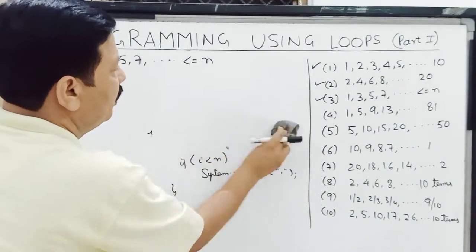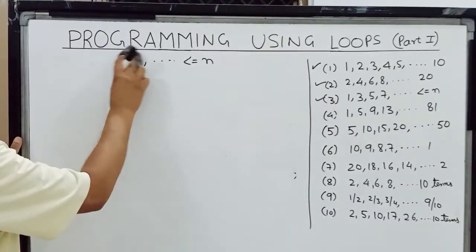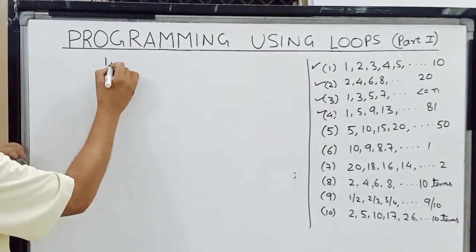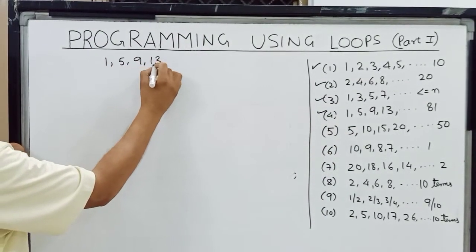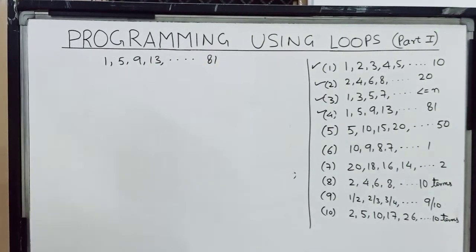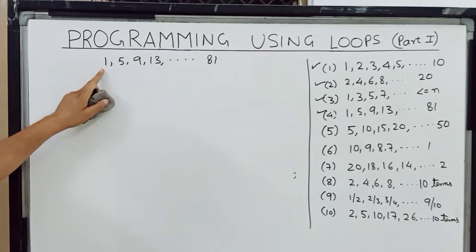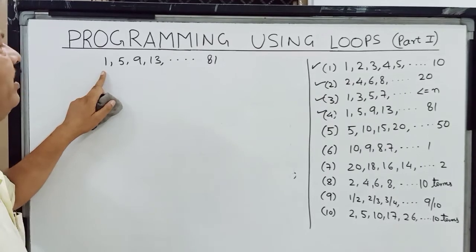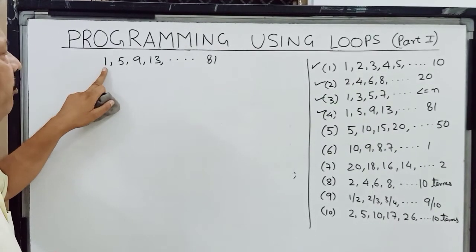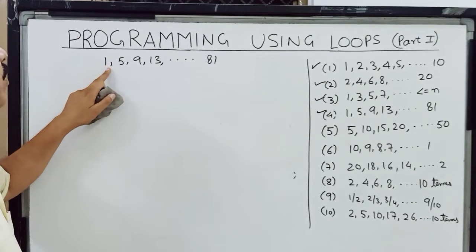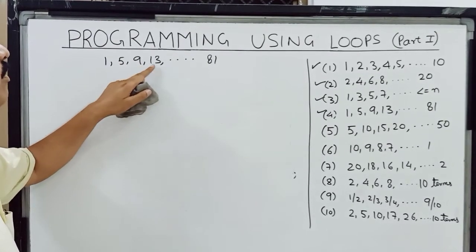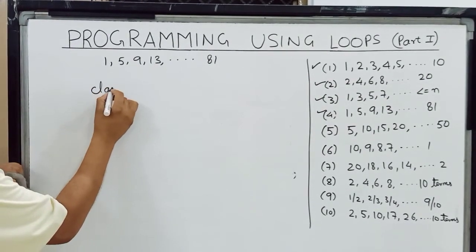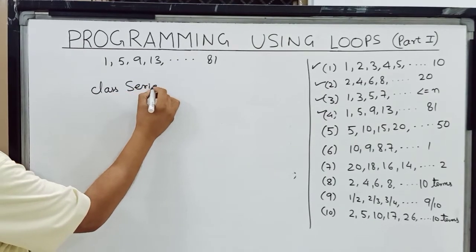Now we'll move on to the next series. The next series is the fourth one. This series has also come in the board exam, and the series is 1, 5, 9, 13 till 81. Now children, can you guess the relation between these numbers? Yes, I hope you have got it. It starts from 1, then it is adding 4. 1 plus 4 is 5, 5 plus 4 is 9, 9 plus 4 is 13, and so on. The last value you will get will be 81. So the step size here will be I plus 4.